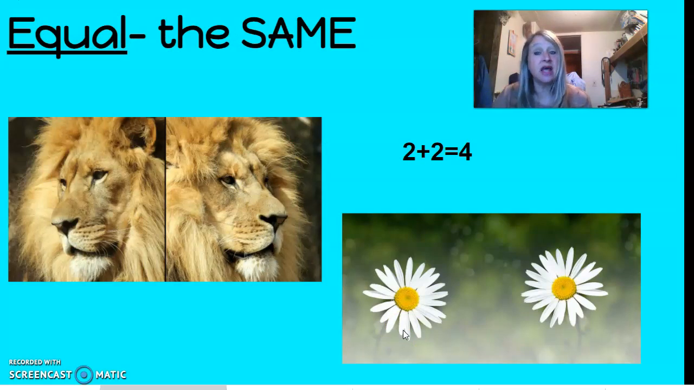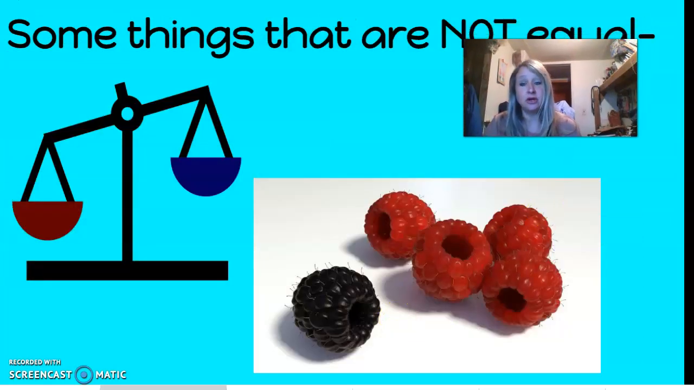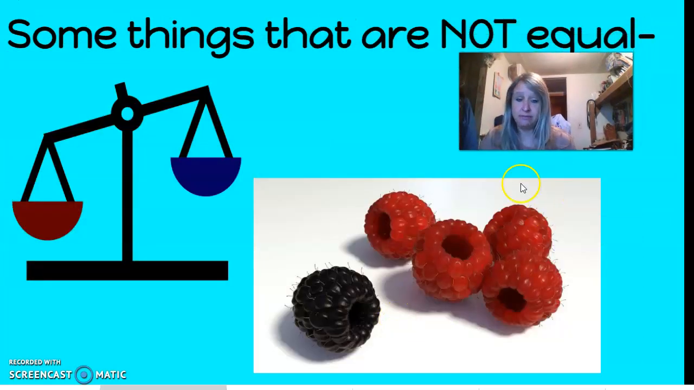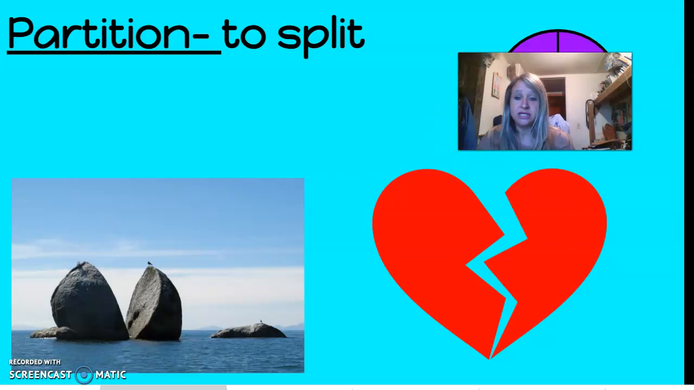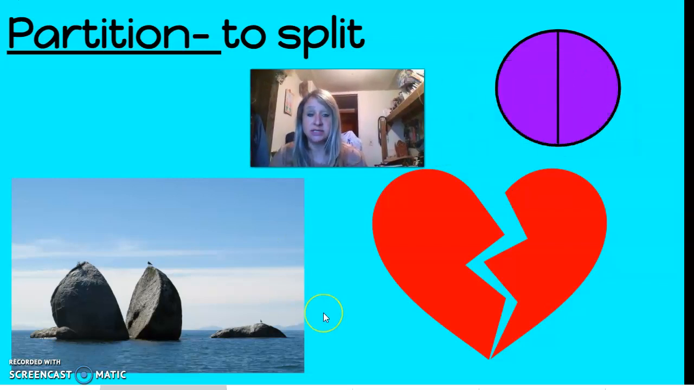Equal, remember, means the same. They both have to be the same. And here are some things that are not the same. Partition means to split or separate equally.